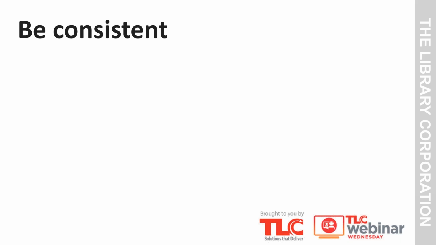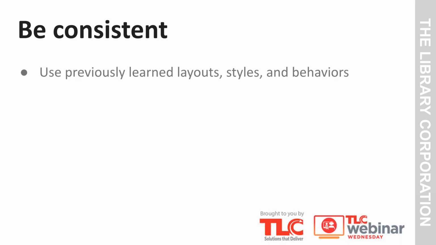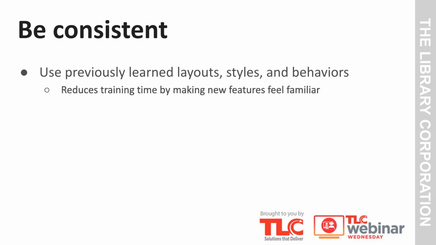Our next principle is that we need to be consistent in order to leverage learned behaviors. That means that we want to use what you've already learned while interacting with the ILS to give you the correct expectation for how to interact with a new feature that you're using for the first time. A simple example of a way that we leverage learned behavior is how links and buttons are colored blue throughout the ILS.